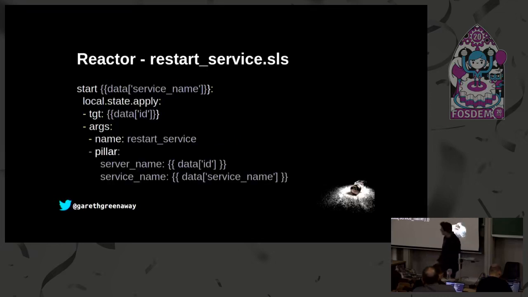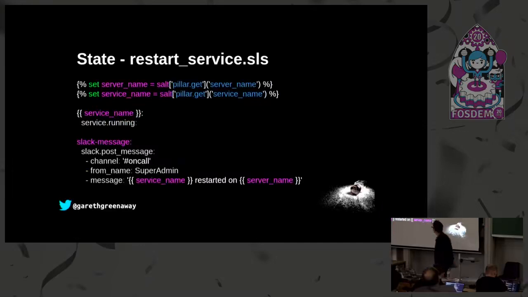So here's a slightly more involved example of the previous slide. In this case, we are passing some pillar data to give it the actual information that we want, the server name and the service name. And then within that state file, we can reference those pillar data values and do a little more involved steps, such as restarting the service, but also sending a Slack message saying to whoever's on call, hey, I went ahead and restarted this service for you.